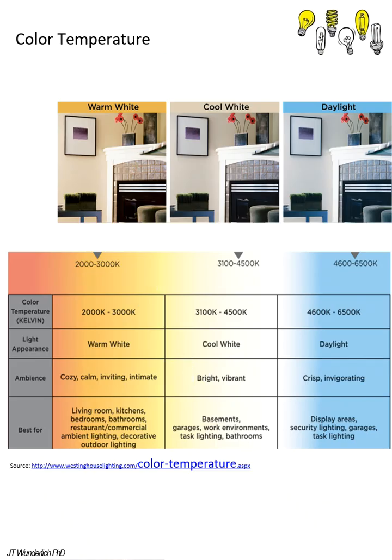Now, color temperature. When you're specifying or picking light bulbs to go in your fixtures, you speak of warm, cool, and daylight, and then there's a temperature rating in Kelvin, right? You know, Fahrenheit and Celsius, probably. Kelvin's another temperature scale. You can look at the conversion for that, but this is how it's typically rated, and you can see the effects and the appearance and the ambience and what it is best for each of them.